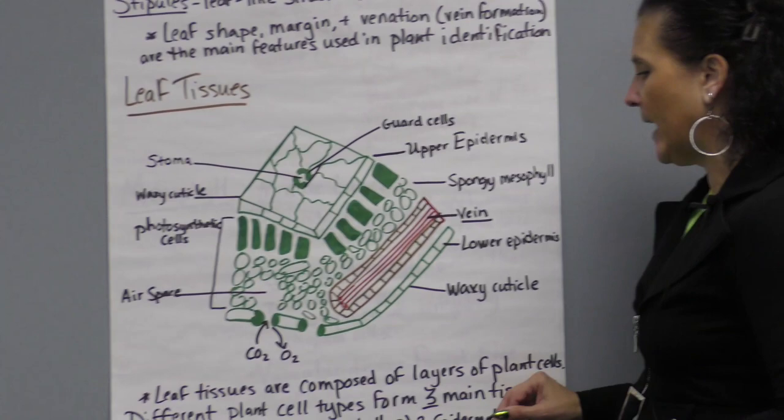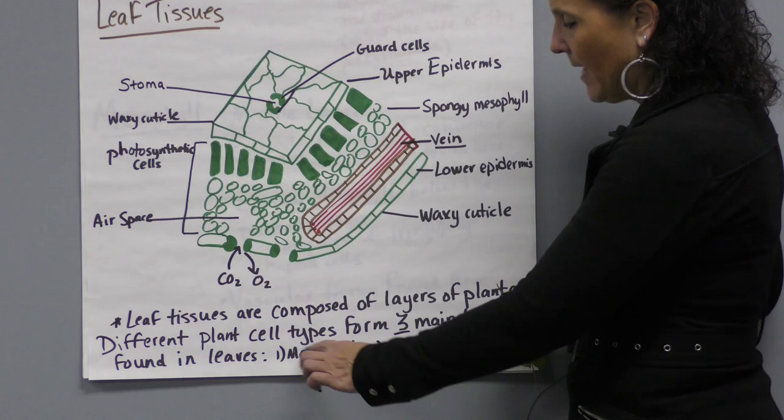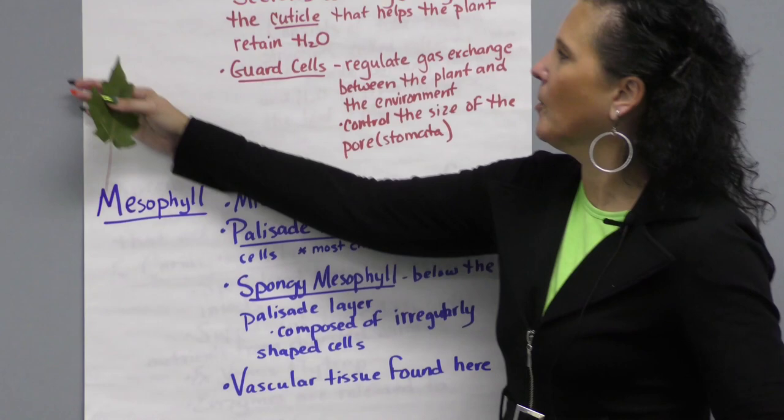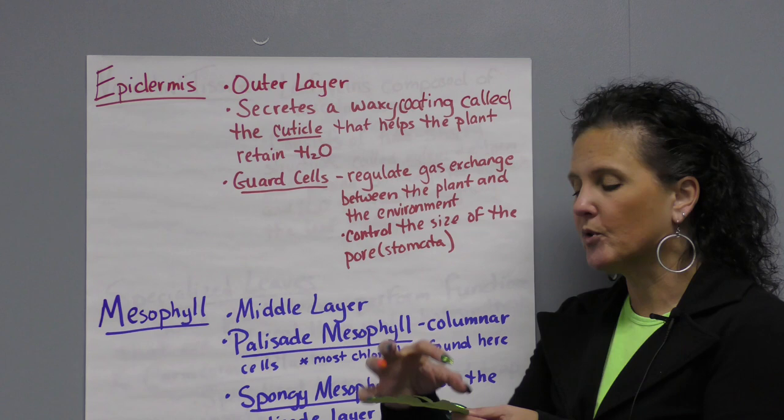And different plant cells have types from the three main tissues. We have the upper epidermis, the lower epidermis, and the one in the middle, meso means middle, the mesophyll layer. If we break that down, the epidermis is the outer layer, and that's going to secrete that waxy coating that you feel. It's called a cuticle, like on your fingernails. That helps the plant to retain water. So when it absorbs that water, it doesn't all leave the plant. It can help it to retain water because of that cuticle.